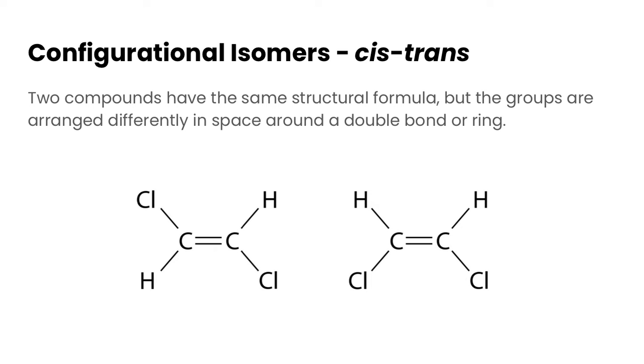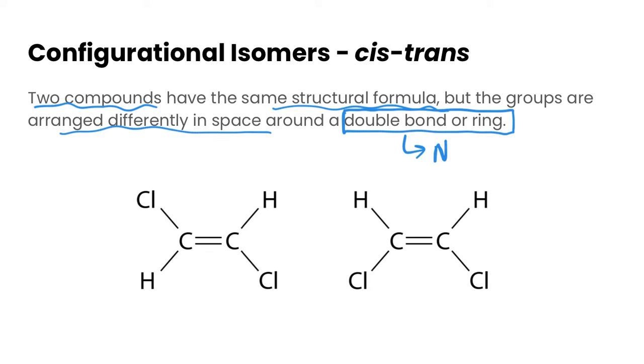Now, configurational isomers that are based on cis and trans are defined as two compounds that have the same structural formula, but the groups are arranged differently in space around a double bond or a ring. And so when you have a double bond, there is no rotation. And that's because, if you recall, a double bond is made up of one sigma and one pi bond. Those pi bonds are p orbitals that are overlapping side to side. And so that takes a lot of energy to break.